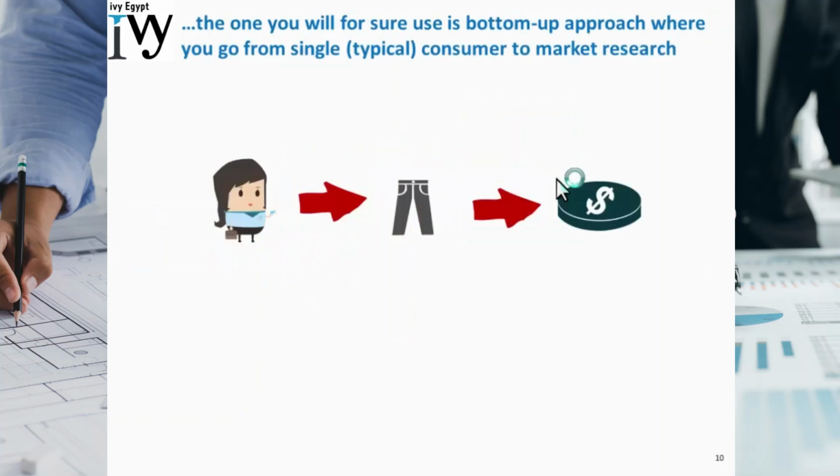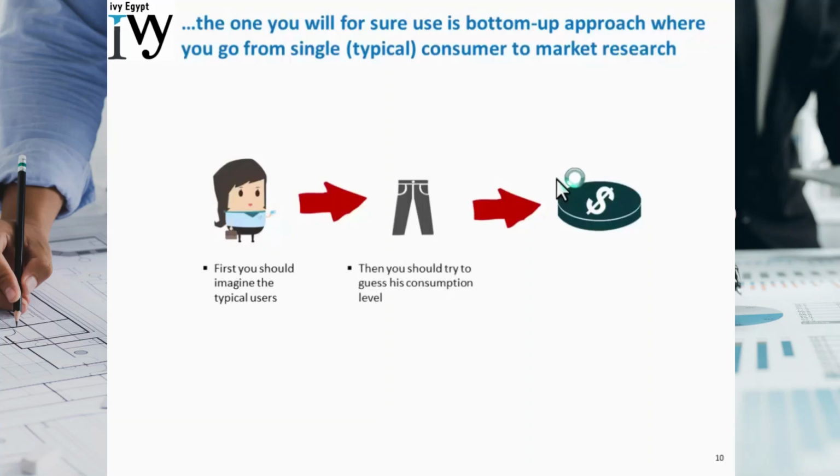In the bottom-up approach, we always have to think about a single typical user and then from him move to the market research estimation. So first you try to imagine the user, who he is, how he looks and how he behaves. On the basis of this, you try to estimate how much of the good you are trying to sell him he's using over the year.